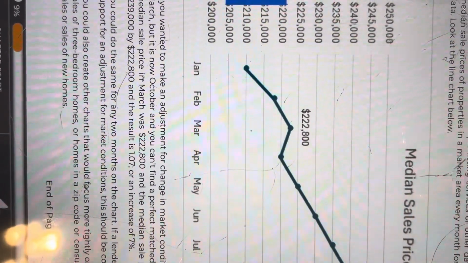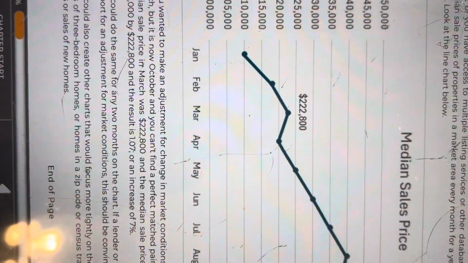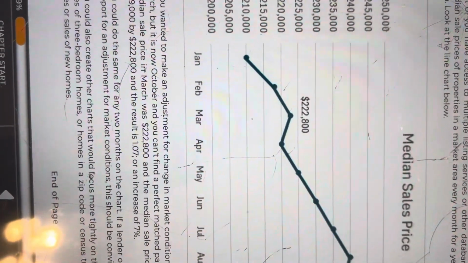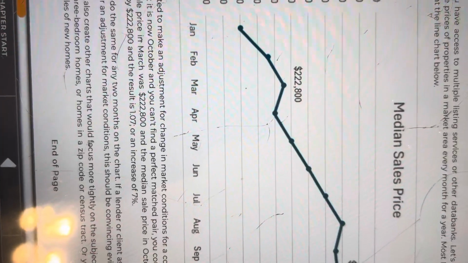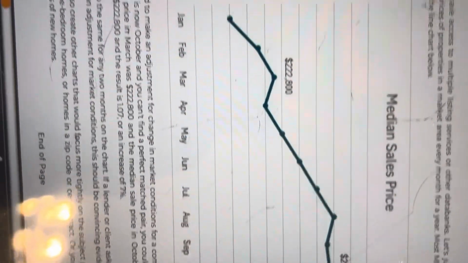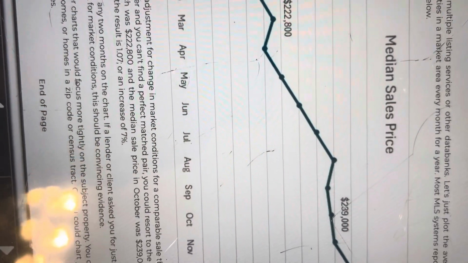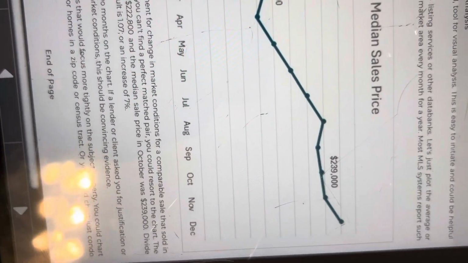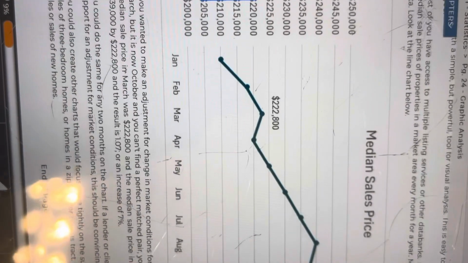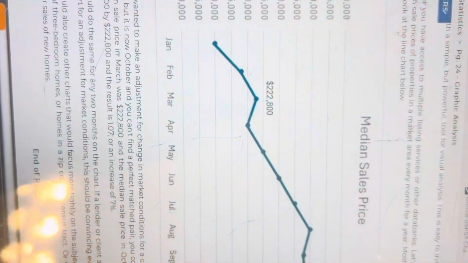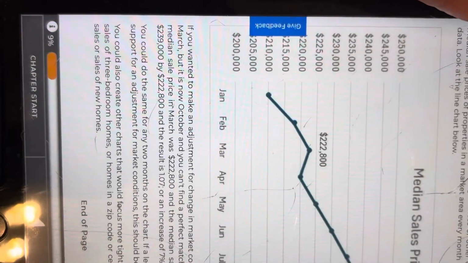In May, they shot up to $225,000. June, they shot up to $230,000. July, they shot up to $235,000. And August, they shot up to $240,000. Then they dipped back down a bit to $238,000. Then up to $239,000. Back up to $240,000. And ultimately ending in December at $245,000.